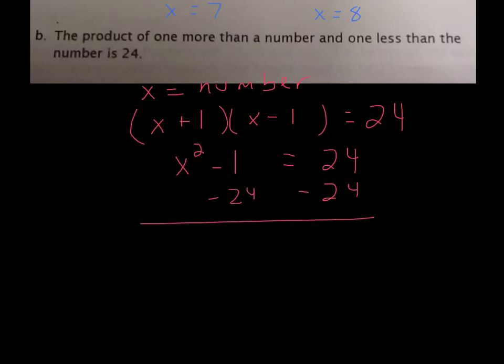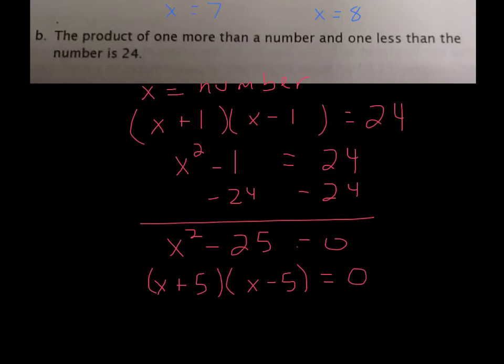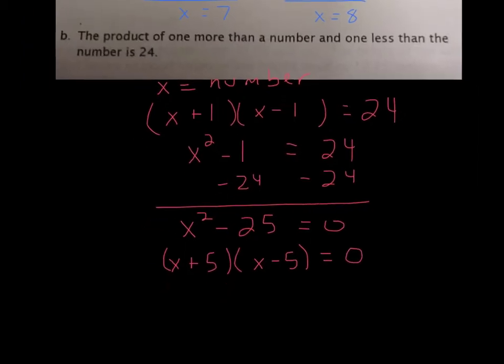Okay, and hopefully as you're seeing this work out, you're seeing, oh, you know what? That's going to be 25 over there, right? And 25 is a perfect square. And so look, we have a difference of two squares. So how do you do that? You get x plus 5 and x minus 5. Okay, so we're moving along.